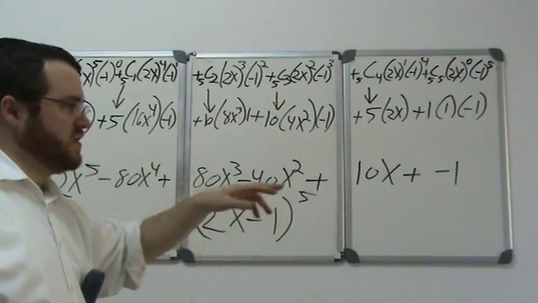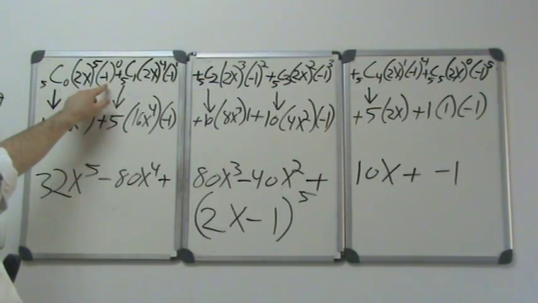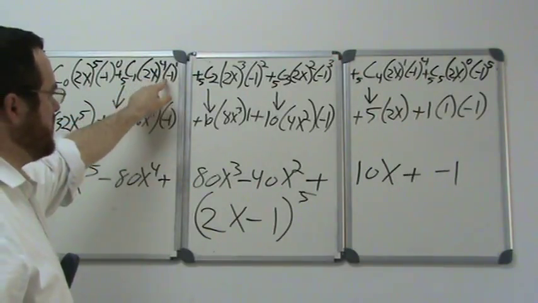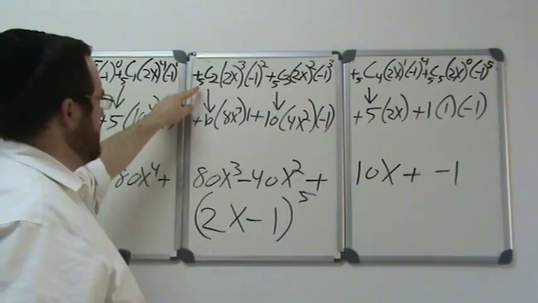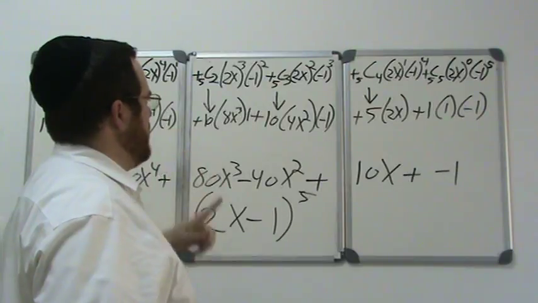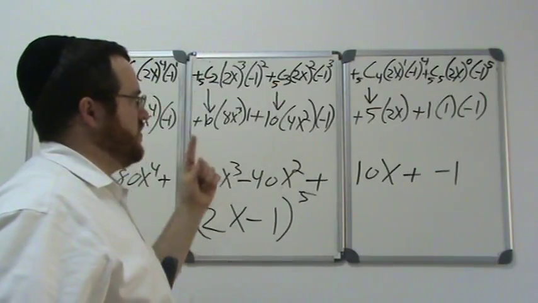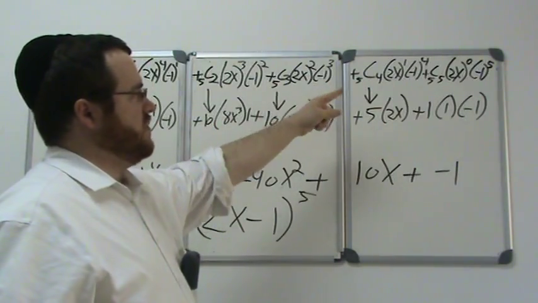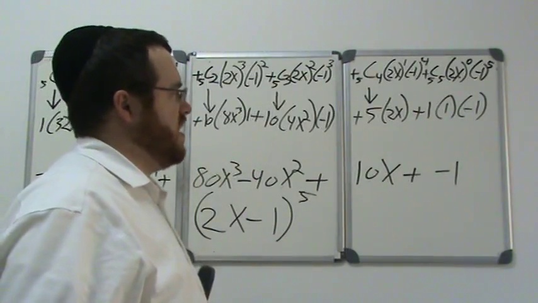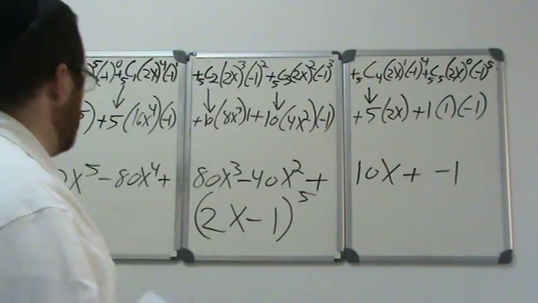The 2x minus 1 to the 5th power's binomial expansion is 5 combination 0 times 2x to the 5th power times negative 1 to the 0 power plus 5 combination 1 times 2x to the 4th power, negative 1 to the 1st power, plus 5 combination 2 times 2x to the 3rd power, negative 1 to the 2nd power, plus 5 combination 3, 2x to the 2nd power, negative 1 to the 3rd power, plus 5 combination 4, 2x to the 1st power, negative 1 to the 4th power, plus 5 combination 5, finally 2x is to the 0 power, and negative 1 is to the 5th power. Now let's work this out.